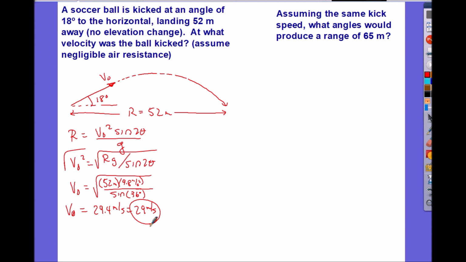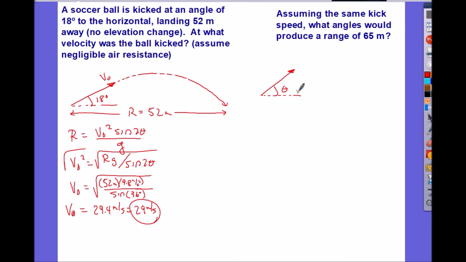Now over here, what if we wanted to get the ball out to a greater distance? So instead of 52 meters, we want to increase that range a little bit. What angle would we need to kick? So let's redraw that here. It's going to have to be a little bit steeper angle, and I know that because the maximum is going to occur at 45 degrees, and since we need to get further, we're going to get closer to 45 here. We don't know what that value is yet. We'll find that out shortly.